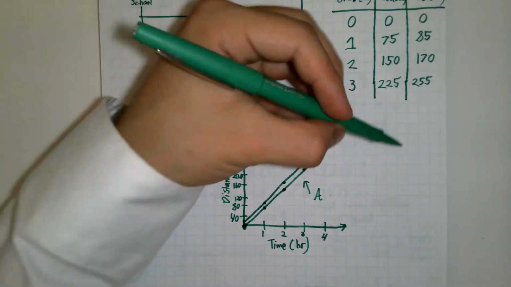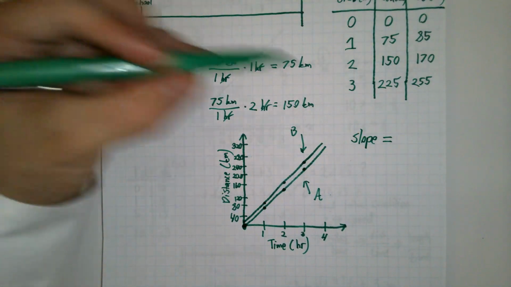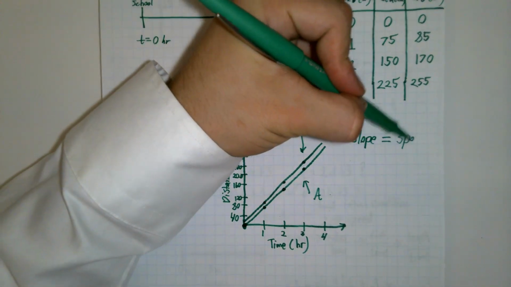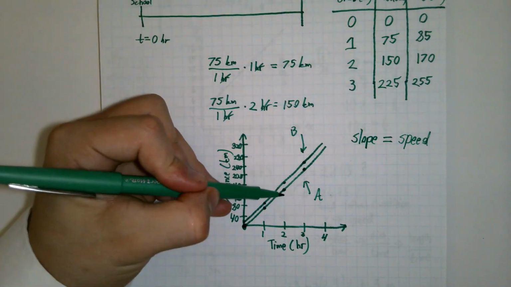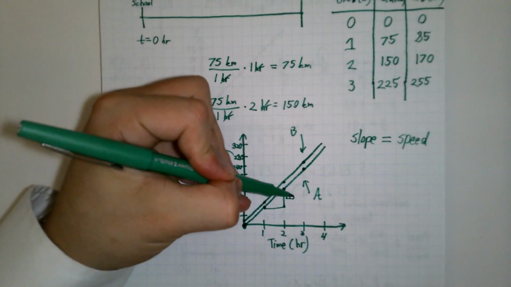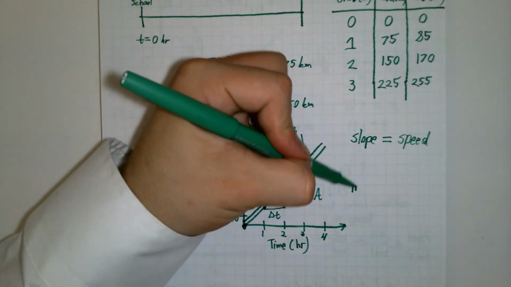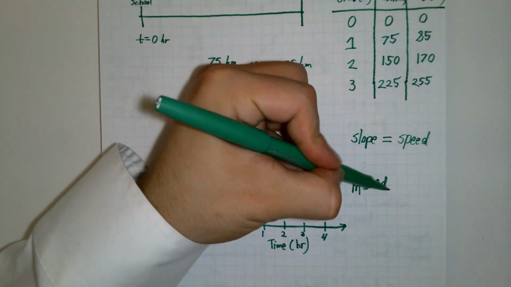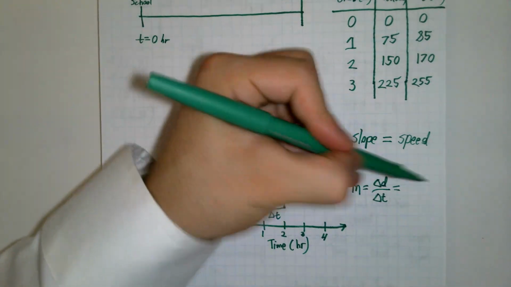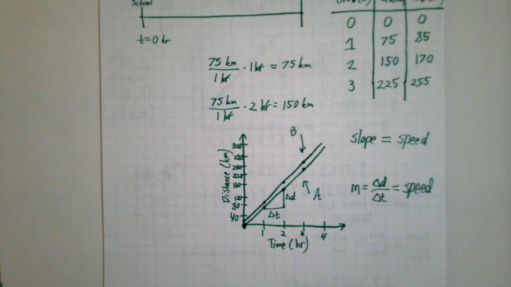The slope of this line for a position versus time graph is the speed, right? Because if we were to calculate change in y over change in x, well, the change in y is the change in distance. The change in x, or the horizontal axis, is time. So our slope m equals change in distance over change in time. That is speed. So the slope of these lines corresponds to our speed, right?